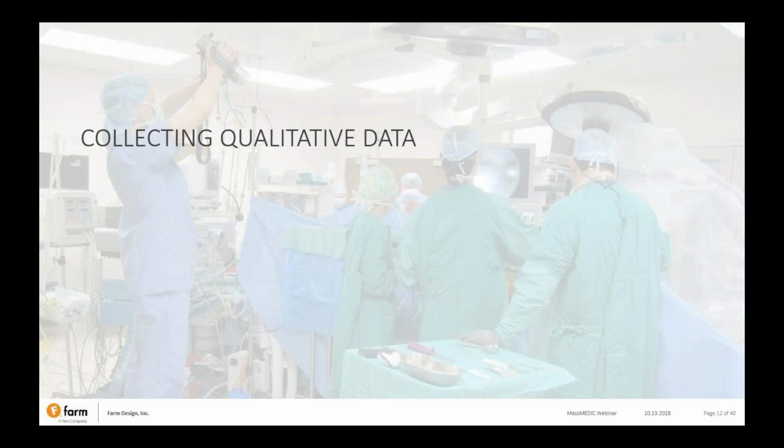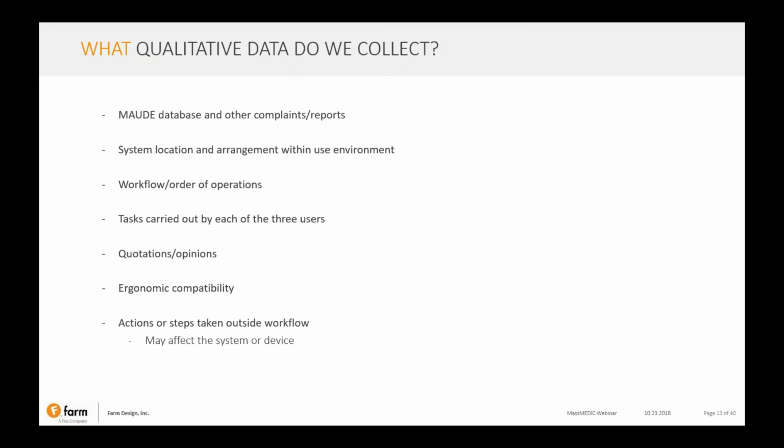So as I said, I kind of want to go through a higher level overview of collecting qualitative data. So what qualitative data do we collect? For something like this, we'd probably do a little bit of desk research up front, use the MAUDE database, which is a great resource for complaints and reports for things that are already out there, whether it's your system or your competitors.